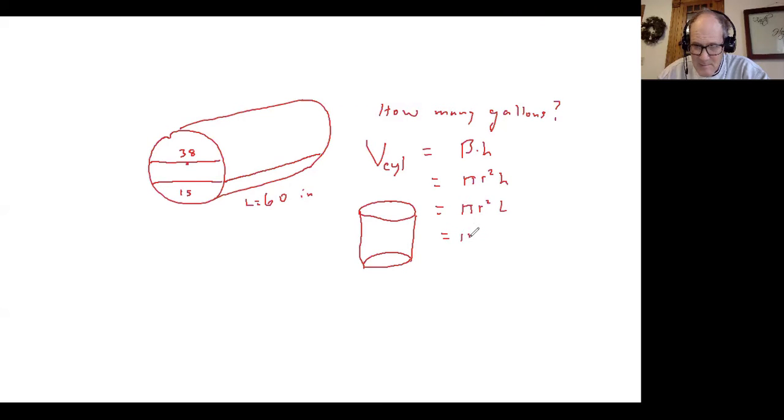And in our situation, our radius would be 19 if our diameter is 38. So 19 squared times our length of 60. And that's going to give us cubic inches. Then we're going to have to change that to gallons. So let's go to our calculator and let's figure that out.